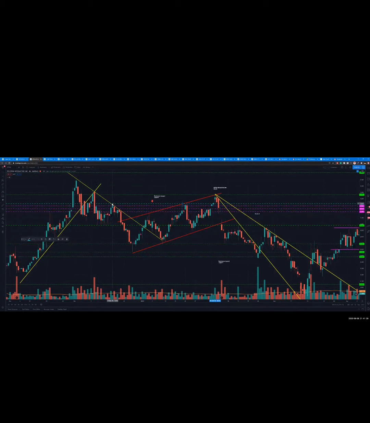Price tried to break above this level, but got rejected. Look at these wicks here. This wick shows that there was strong selling at this area, and look at the volume here again. So that shows that this is a strong level.